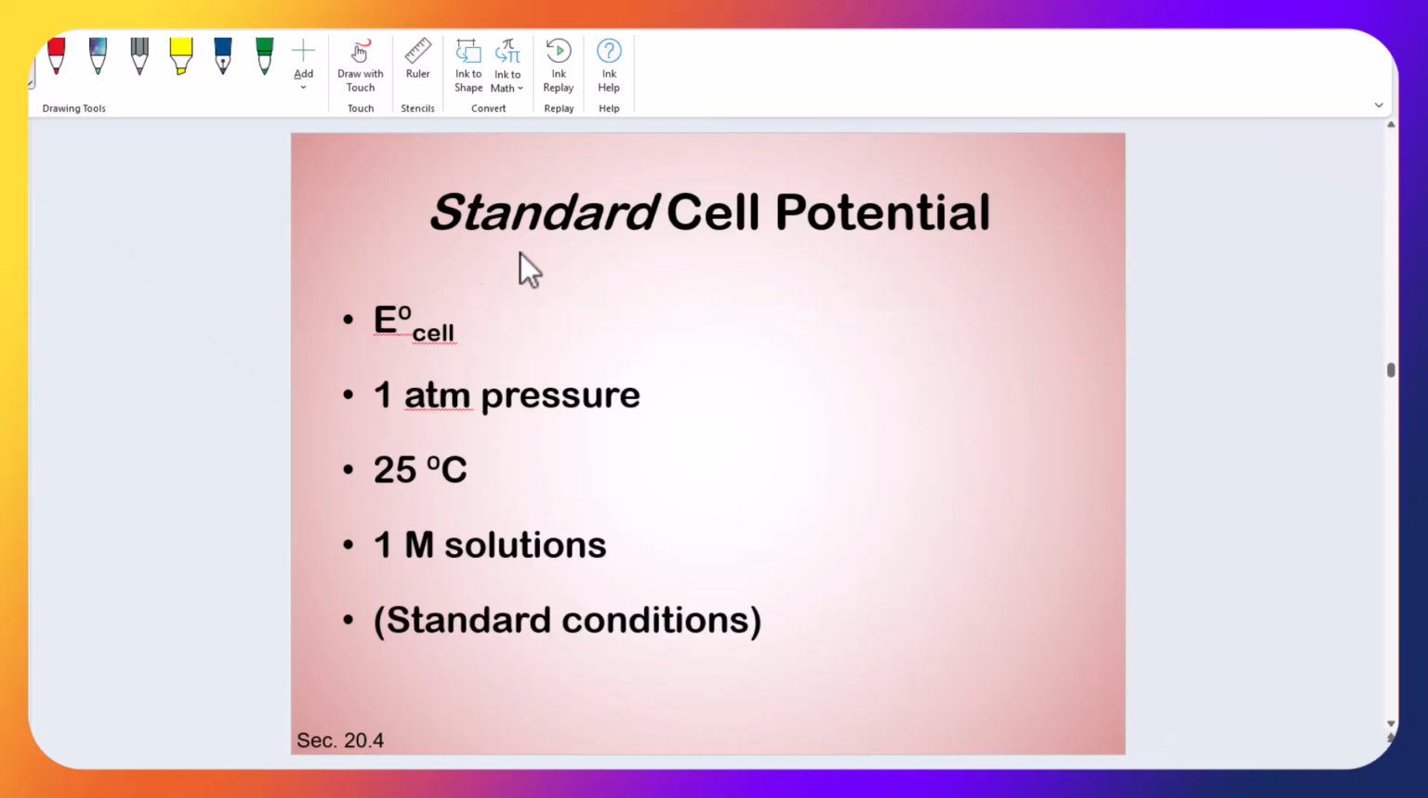Okay? All right, standard cell potential. Remember what the little 0 up here stands for. The little 0 up here stands for standard conditions. Okay. Now, those are very specific. If it's a gas phase reaction, we're using 1 atmosphere of pressure. The temperature is 25 degrees Celsius, which is 298 Kelvin, and 1 molar solutions if it's an aqueous solution. Those are standard conditions, guys. That's what that little degree sign for E of the cell means. That's under standard conditions. All right.